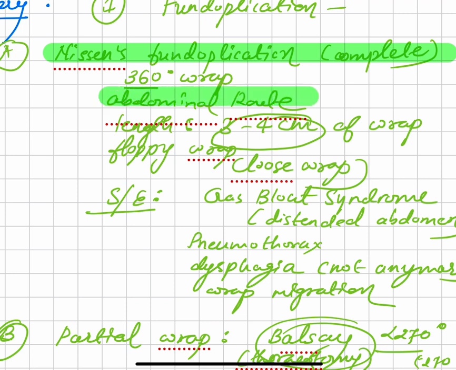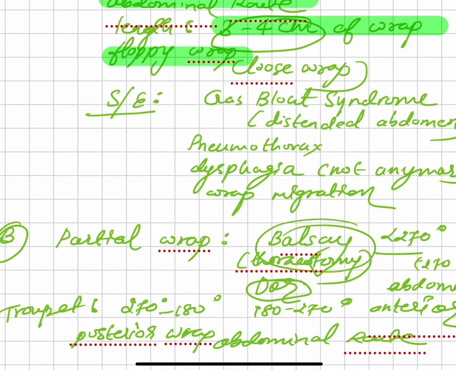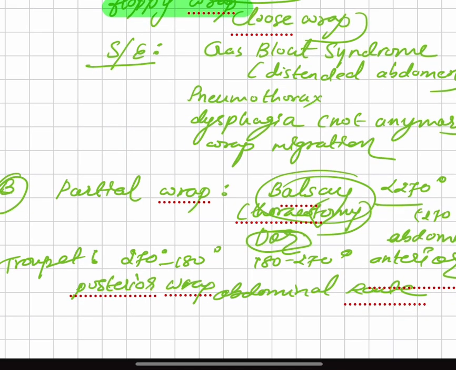Okay, and how is the flap? It is 3 to 4 centimeters long and a floppy wrap. Now the side effect is gas bloat syndrome, meaning distended abdomen, and dysphagia, but it is not seen anymore. Then rare migration can be there, and the rare complication is pneumothorax.